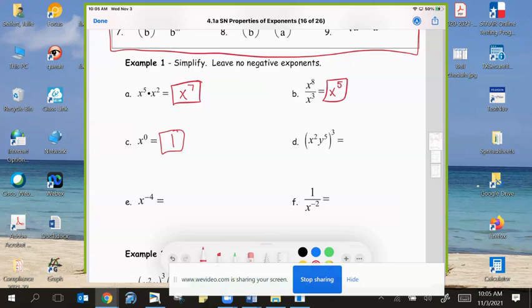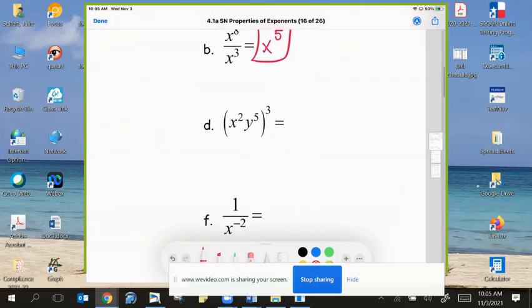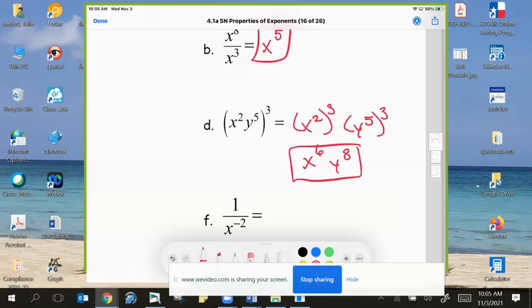Okay? When we raise a power to a power, like in part D, this is taking x squared, raising it to the 3rd power, and taking y to the 5th, raising it to the 3rd power. When we raise a power to another power, we multiply the exponents. So this will be x to the power of 6 times y to the power of 8. Simplified form.